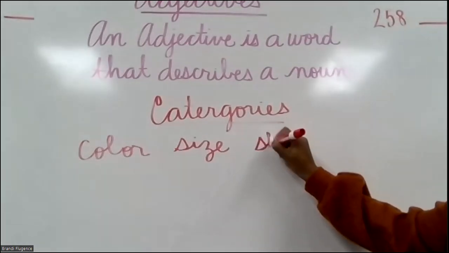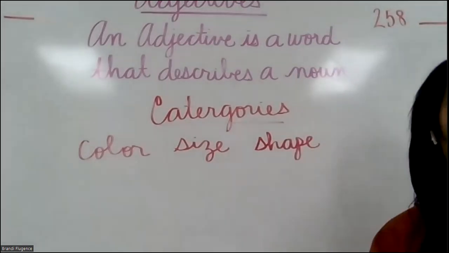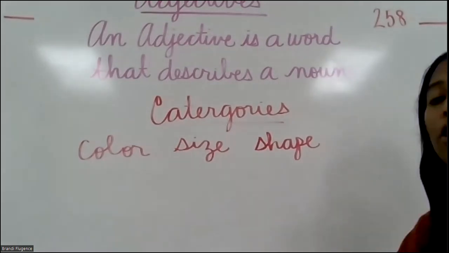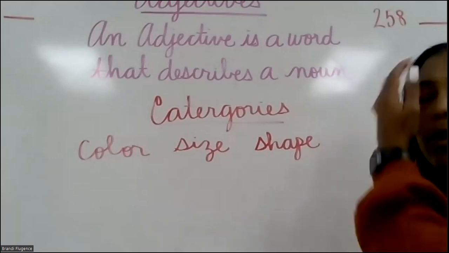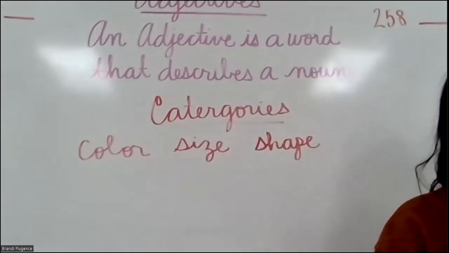Shape. Anytime you give the shape, circle, round, square, triangular, it is an adjective. If I say the ball was round, round is an adjective because it's helping you describe the ball.